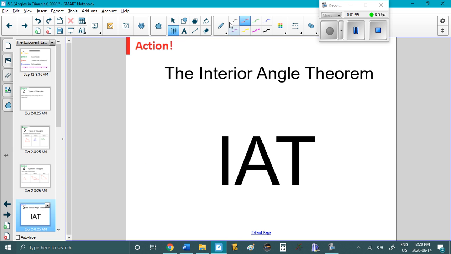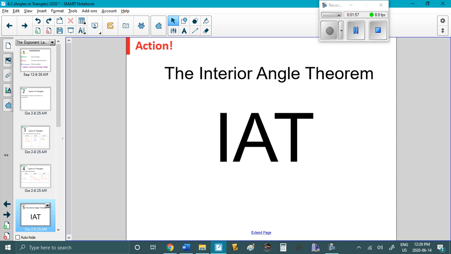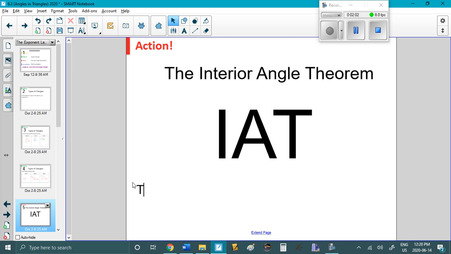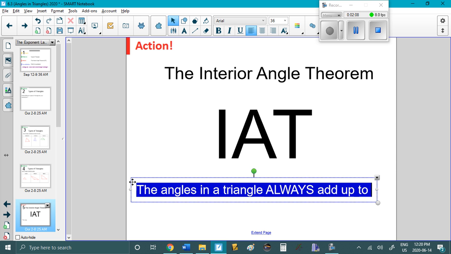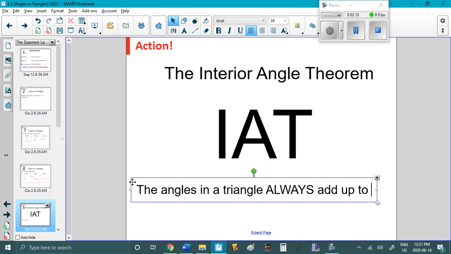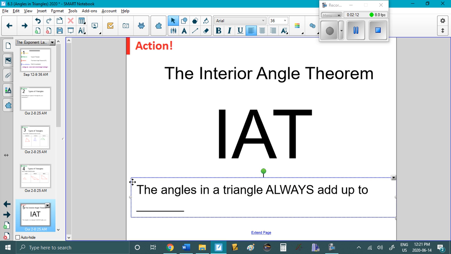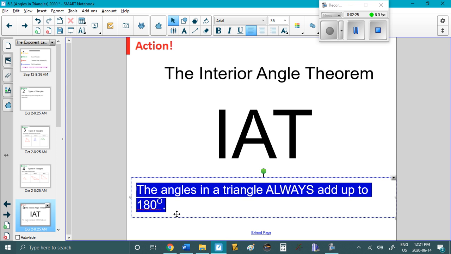All right, moving right along, the interior angle theorem is something you probably already know from elementary school. So I'm going to start it off here. The angles in a triangle always add up to, and I would like you to fill in this blank. All right, hopefully you took a second to think about that. And it is, the angles in a triangle always add up to 180 degrees.